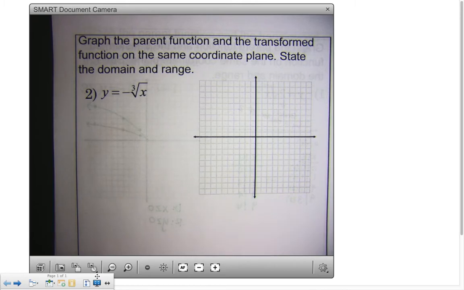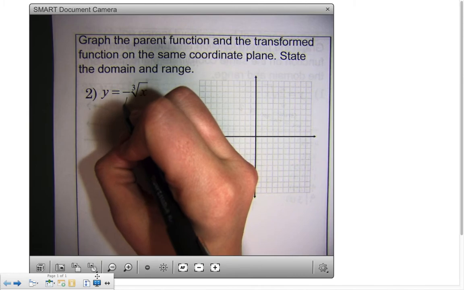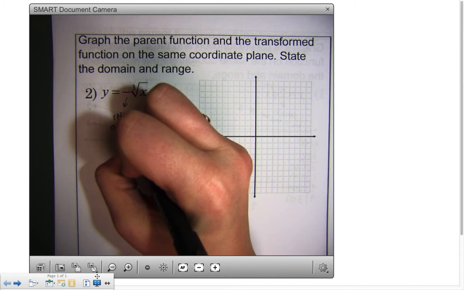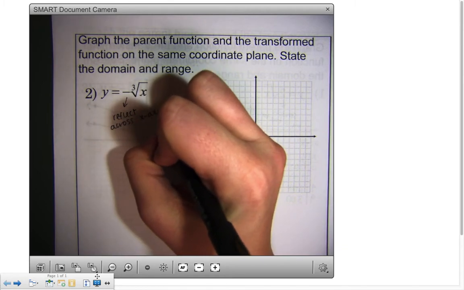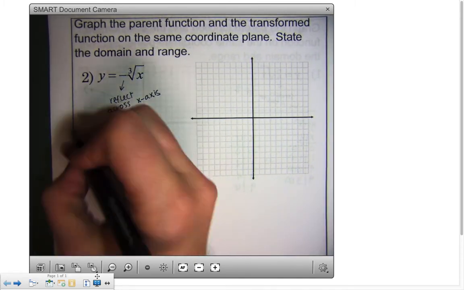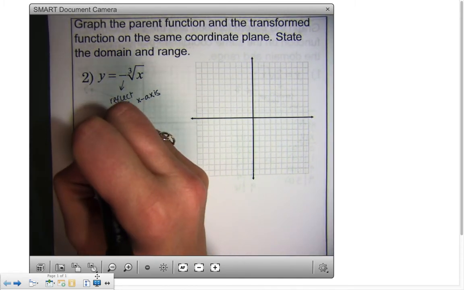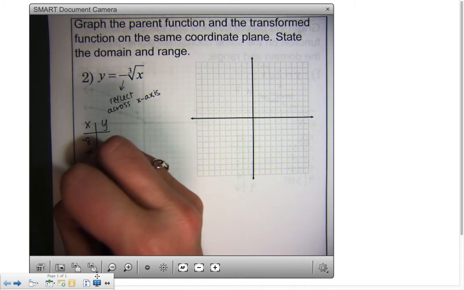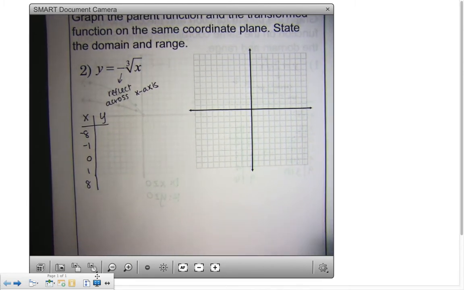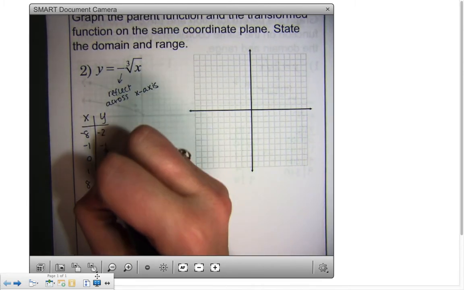All right, let's try one with the cube root function. Again, we're going to graph the parent function and then use that table to find new values to graph the transformed function. This negative in front is going to reflect your graph across the x-axis. So let's start with our original values. We picked -8, -1, 0, 1, and 8, because we know those are all perfect cubes. And these are my outputs.